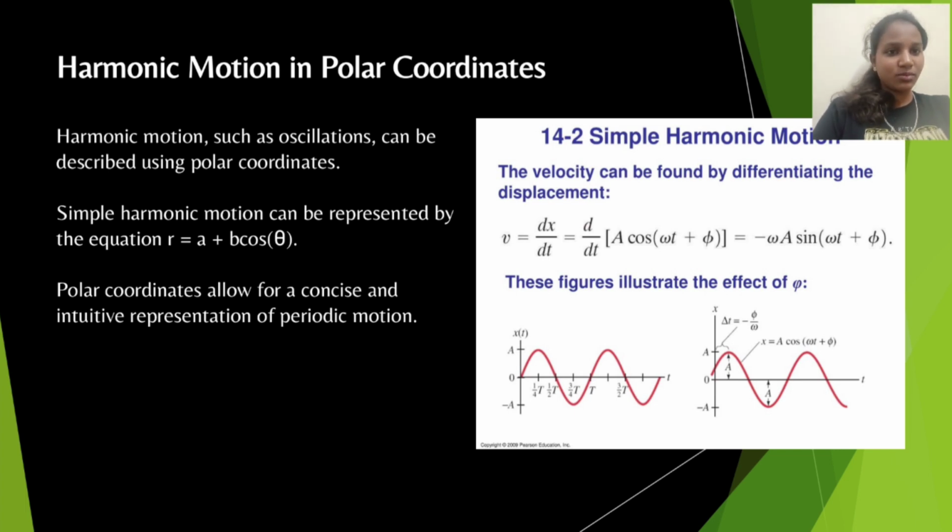Simple harmonic motion. The velocity can be found by differentiating the displacement. V equals dx by d theta, where d by d theta of a cos (omega t plus pi). These figures illustrate the effect of gamma.